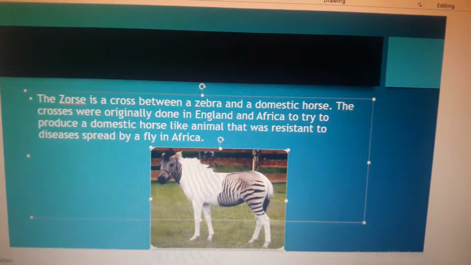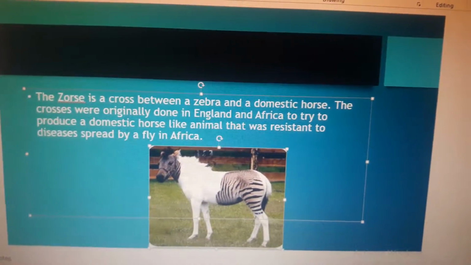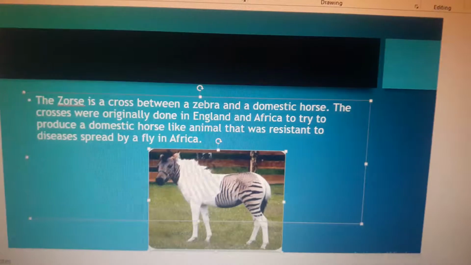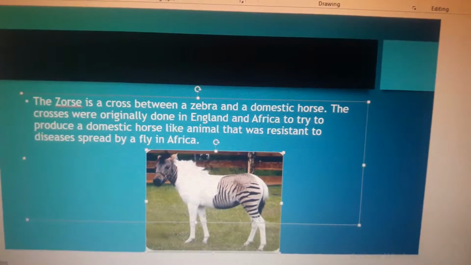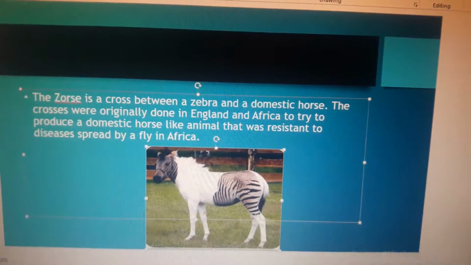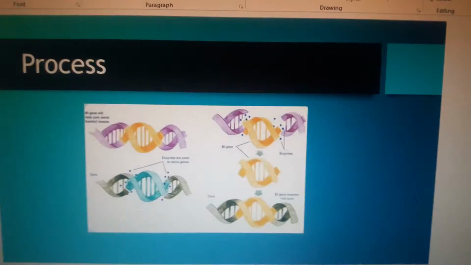The Zorse is a cross between a zebra and a domestic horse. The crosses were originally done in England and Africa to try to produce a domestic horse-like animal that was resistant to diseases spread by a fly in Africa.